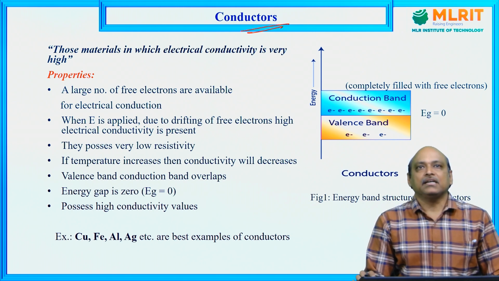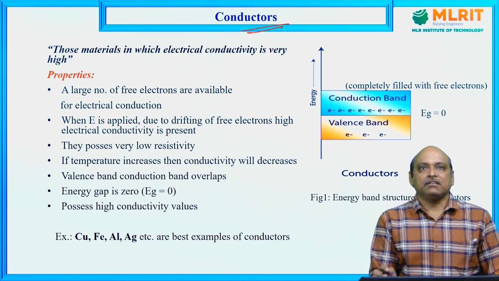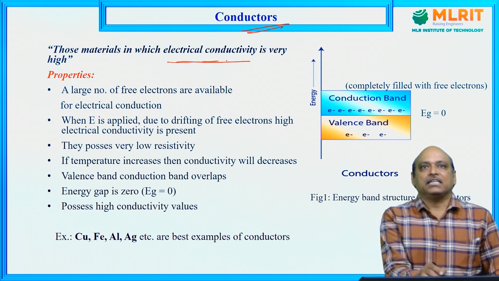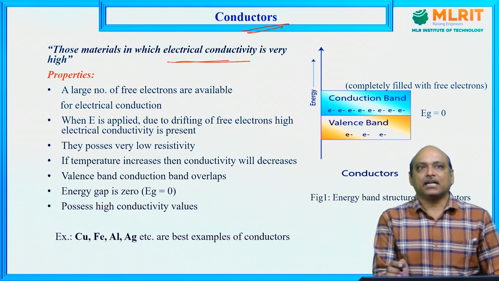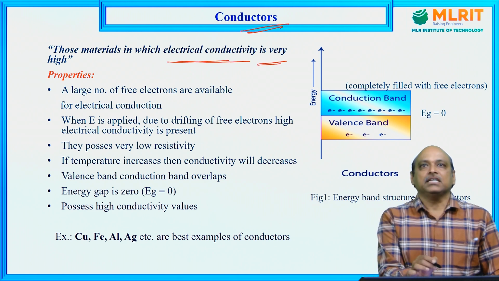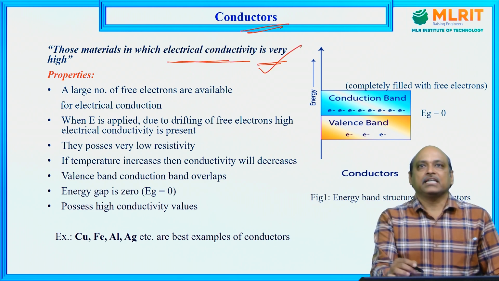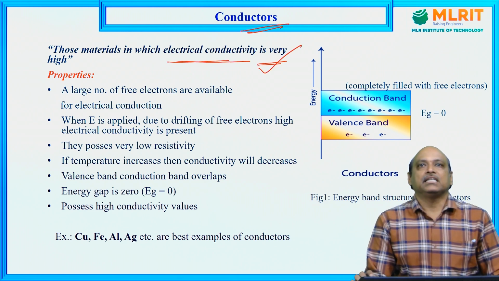Which materials are called conductors? First we will see, those materials in which electrical conductivity, as I told you, is the main criteria. Based on that criteria, we have classified the materials. So based on the amount of electrical conductivity in these materials, we can expect that electrical conductivity is very high. Very high electrical conductivity these materials will have.